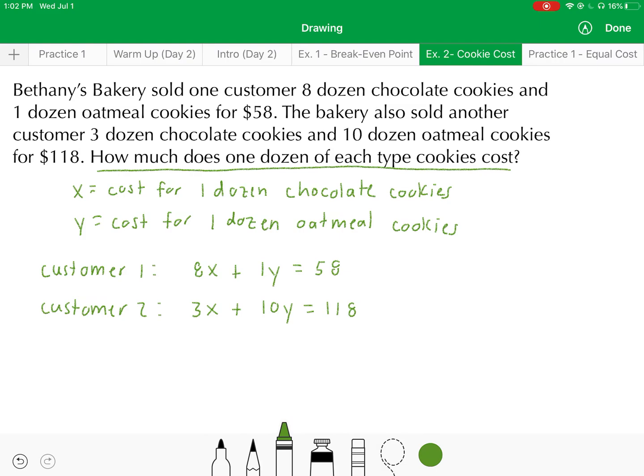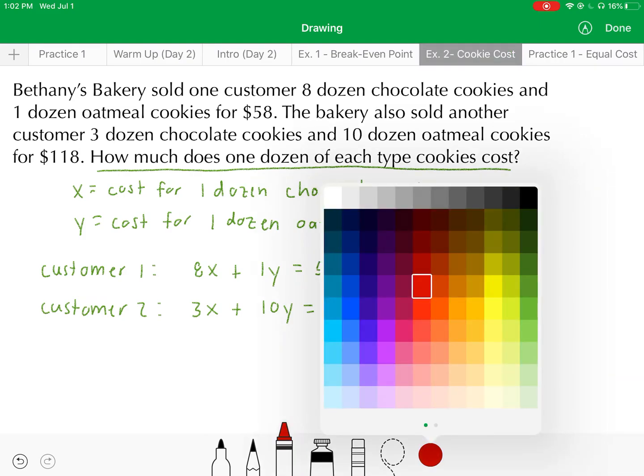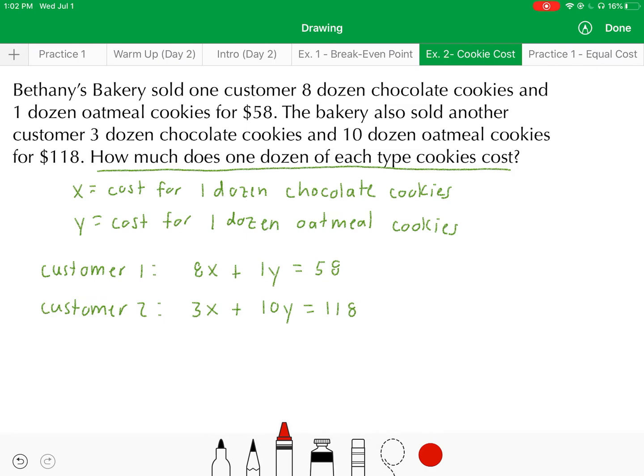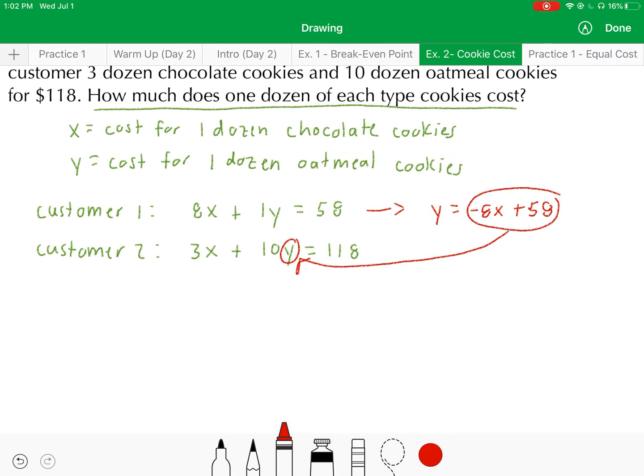I think this one is perfect for substitution with the fact that the first equation has a coefficient of 1 on y. So I'm going to take this and make it y equals negative 8x plus 58, and then I'm going to substitute that into the second equation for y. So that's going to lead me to 3x plus 10 times negative 8x plus 58 equals 118. Solve this now for x.